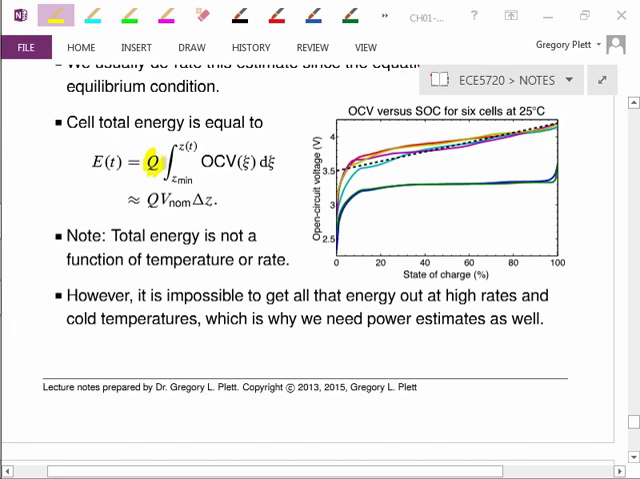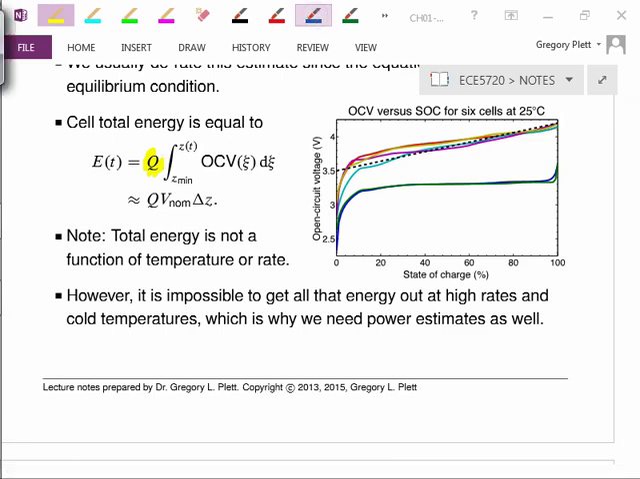So the total capacity of this cell, multiplying a voltage of a cell as it traverses from its present voltage down to its minimum allowed voltage, gives me the maximum energy that I could ever get out of this cell. It's a weird integral. I'm not integrating with respect to time. I'm actually integrating with respect to state of charge.